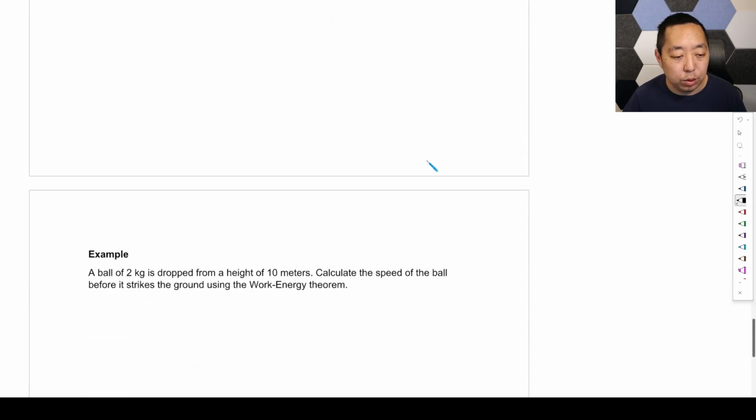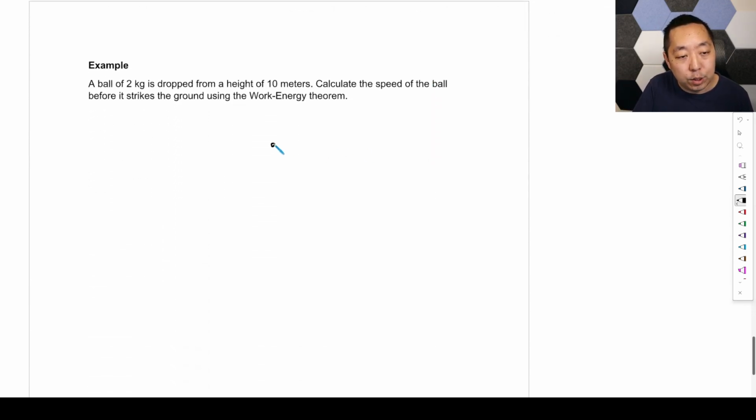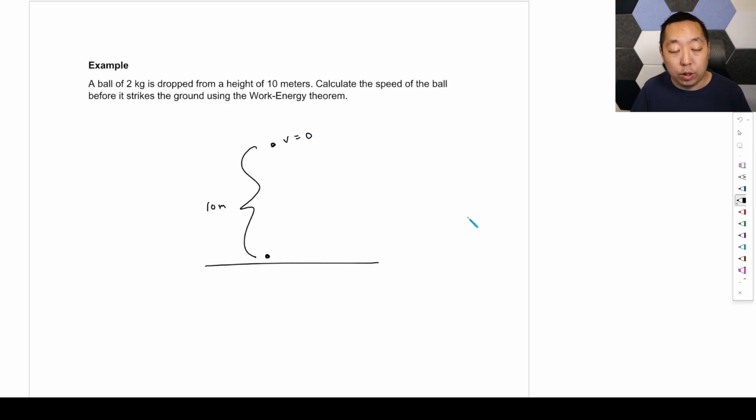So let's go through another example. I have a ball of 2 kilograms dropped from a height of 10 meters. Calculate the speed of the ball before it strikes the ground. So it's going to fall here, using the work-energy theorem.